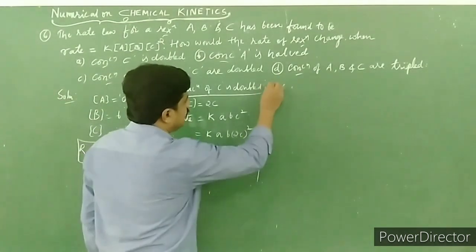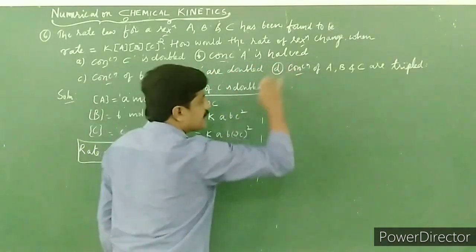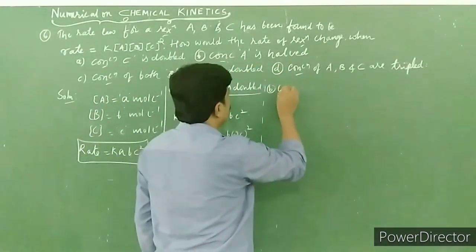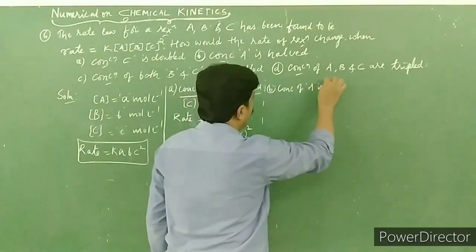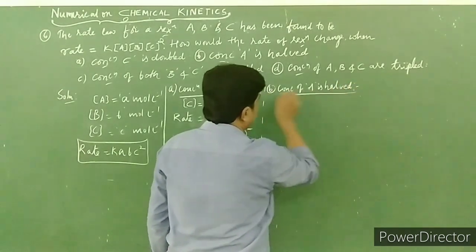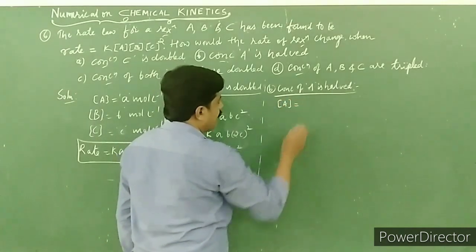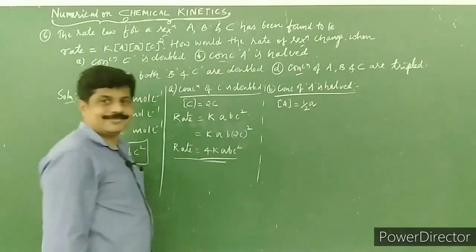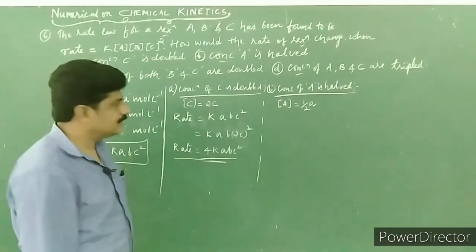Let me go for the second part. B. What is that? Concentration of A is halved. That means reduced to half. Now look at here, concentration of A, I'll take it as 1 by 2A. Hope you got it. Concentration reduced to half. Initial concentration reduced to half.